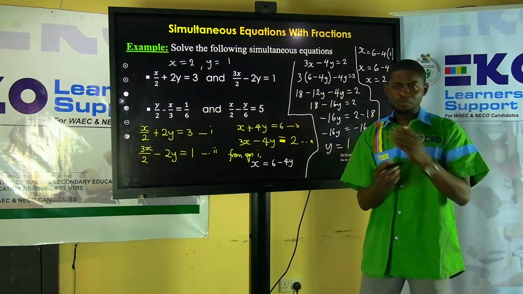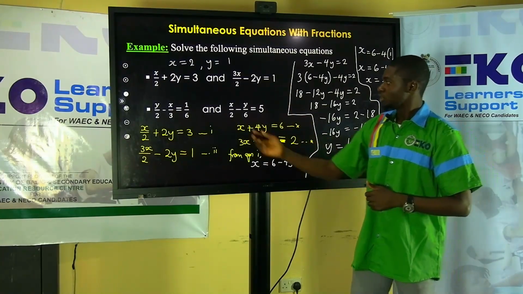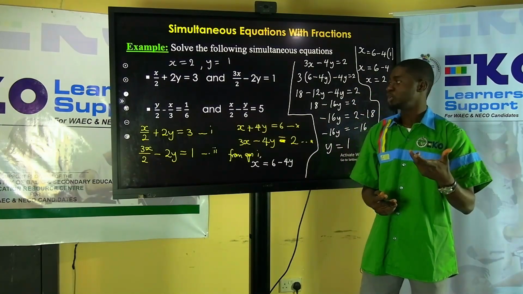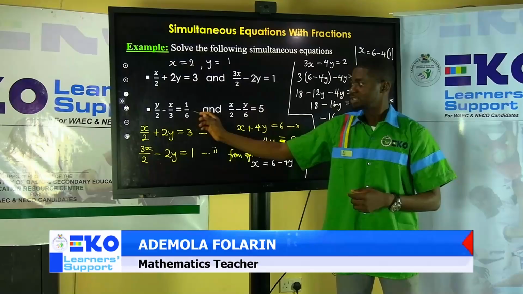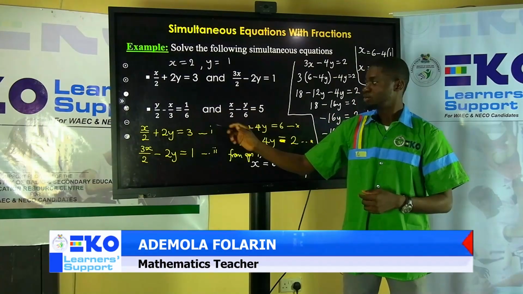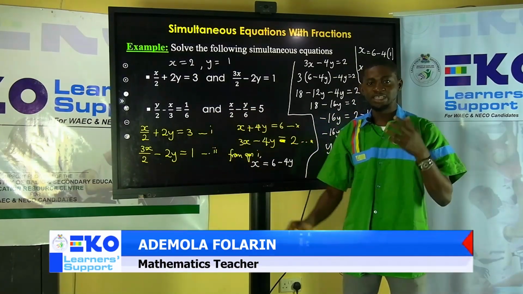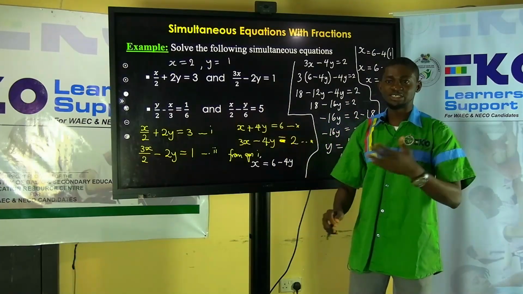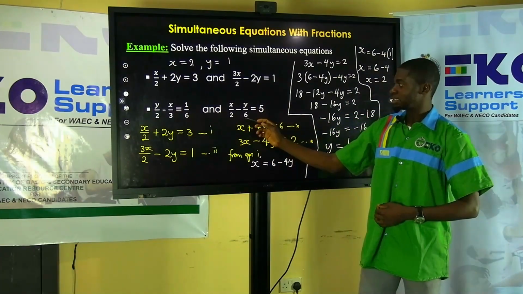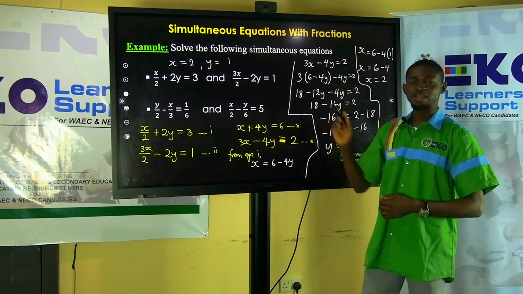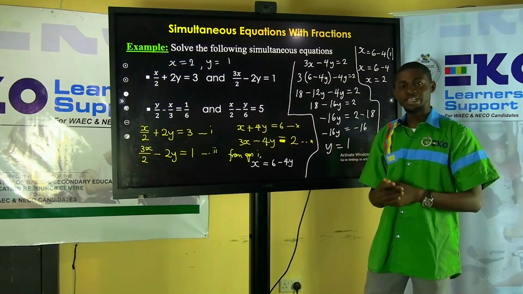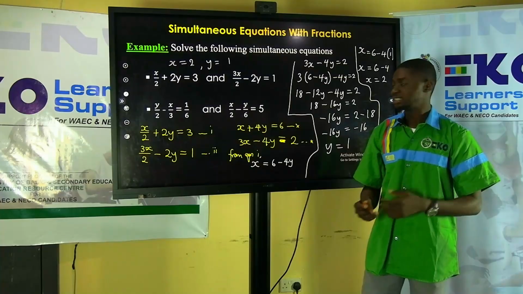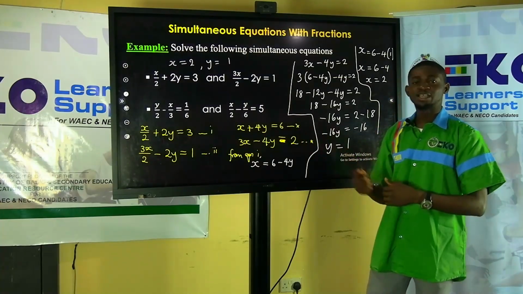If you really enjoy this, I will leave you to try out this, but I won't leave you without giving you a clue. Look at this. 2, 3, 6. What will be the LCM? The LCM is 6. Multiply each of the terms by 6 to reduce it. Look at this. 2, 6, then 1. What will be the LCM? 6. Multiply each of the terms by 6 to reduce it to linear equation like this.